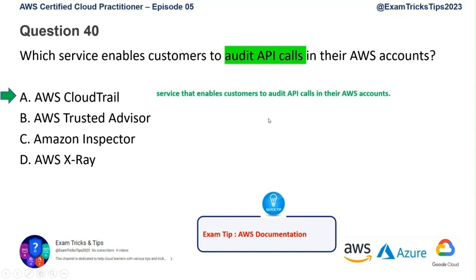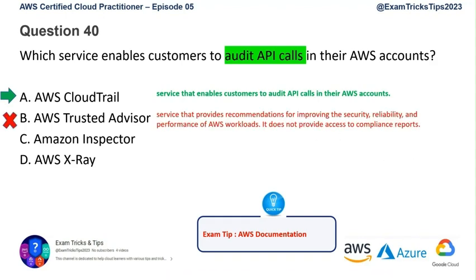AWS Trusted Advisor. Now, Trusted Advisor, as the name suggests, provides recommendations. You cannot use it to investigate what happened or which API was called in your AWS accounts. It provides recommendations, and these can be used to improve security, reliability, and performance of your AWS workload. So you can use those recommendations to fine tune the application, but it's not used for auditing API calls.